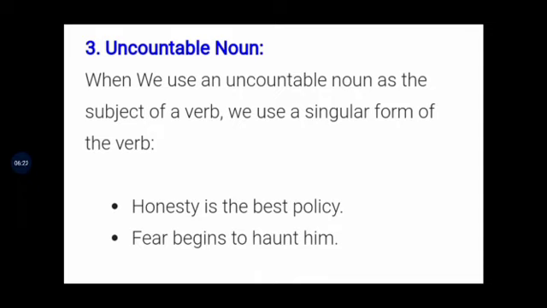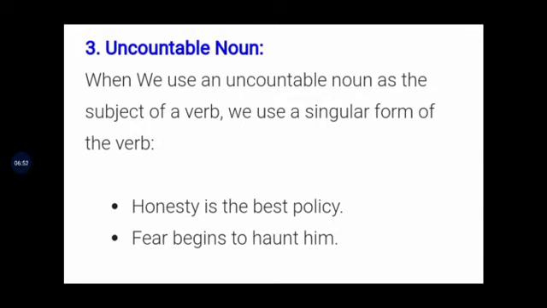No, not at all. So honesty is what? The uncountable noun. So with an uncountable noun we use the singular form of the verb. Honesty is the best policy. We cannot say honesty are the best policy because honesty is an uncountable noun. An uncountable noun always takes the singular form of the verb.